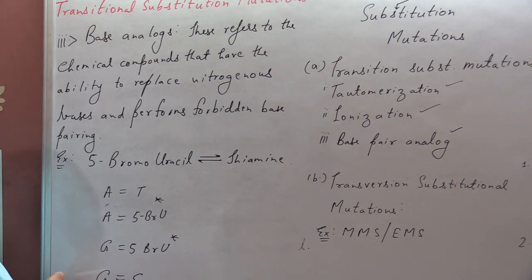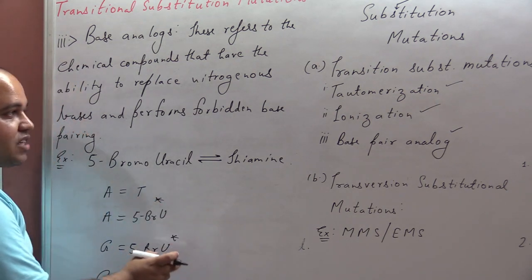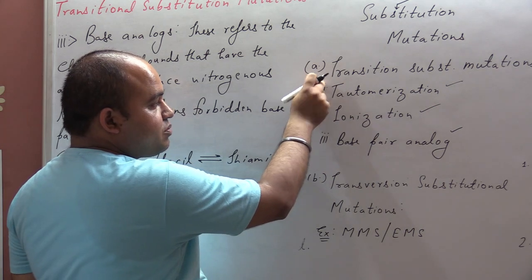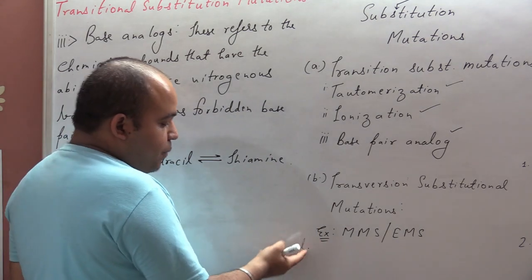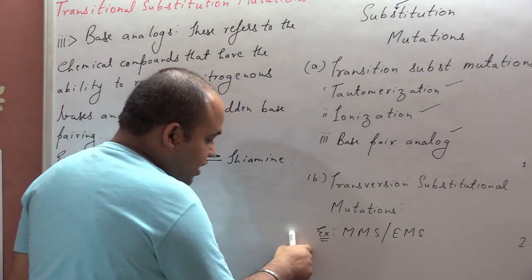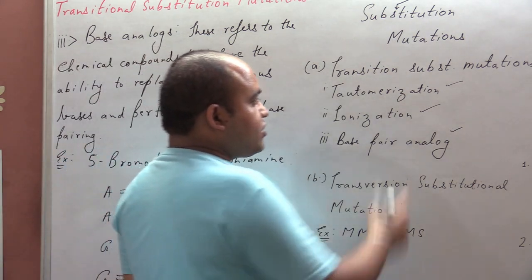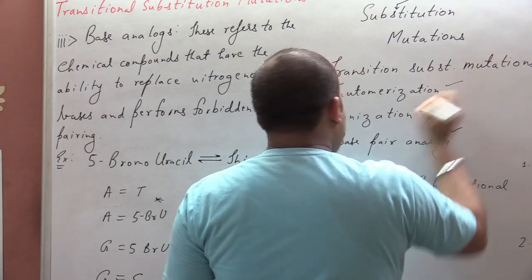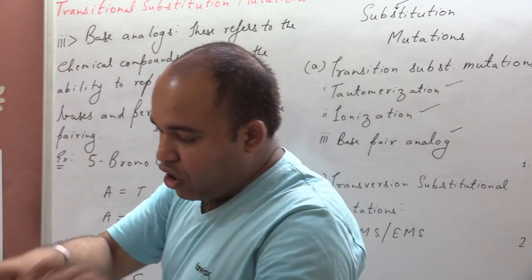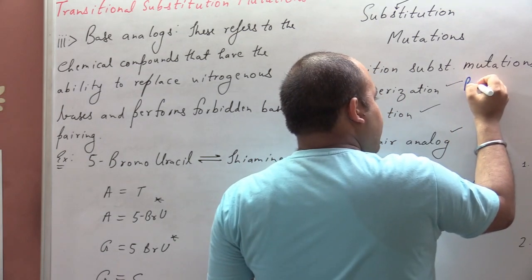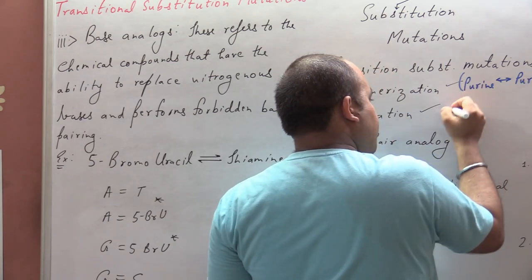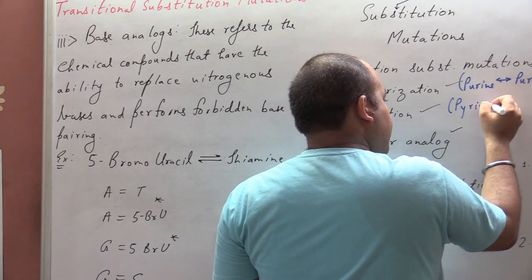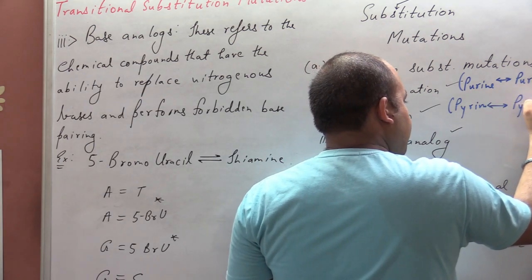So what is going to happen? When a purine is getting replaced with purine, or a pyrimidine is getting replaced with pyrimidine, then it is referred to as transitional substitution mutation. Or if a purine is replaced with pyrimidine, or pyrimidine with purine, then it is called transversional substitution mutation. In transition, a purine is replaced with another purine, or a pyrimidine with another pyrimidine.